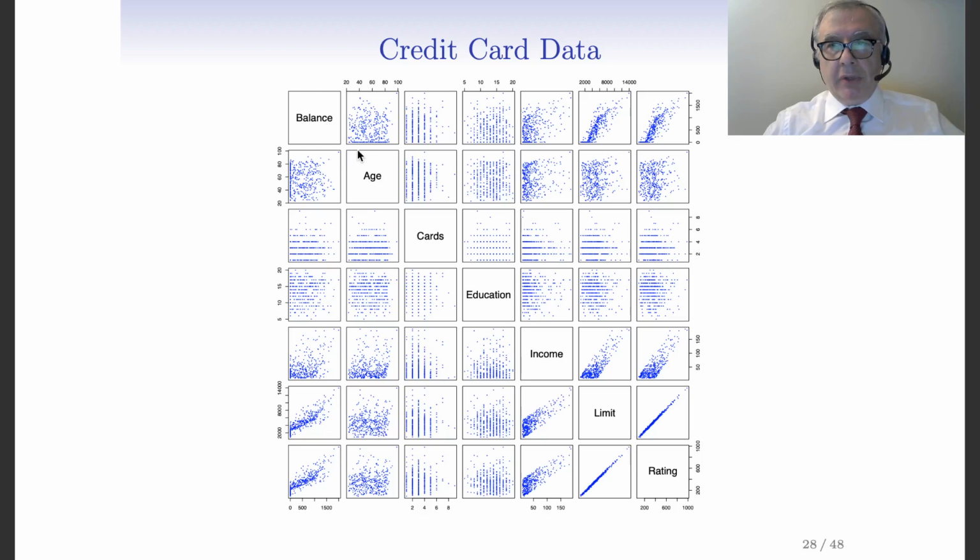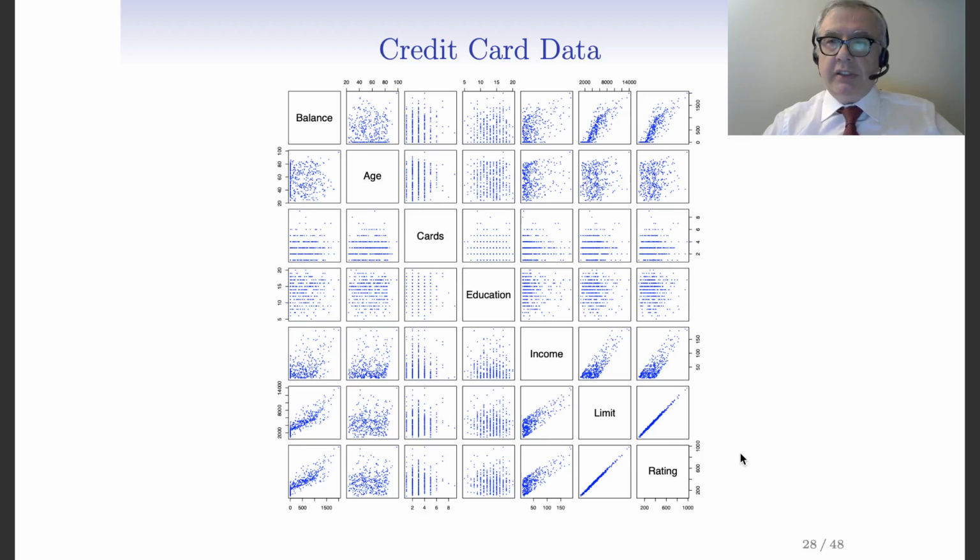And I'm not going into the details of the meaning of all the variables, but I will just note that an important one is the target variable, the one that we want to predict, that is balance. Balance means the money that you have to give back to the bank, essentially. So this is the meaning of the balance, and these are the features of the individuals. And in particular, we have age, education, income, limit, and rating.